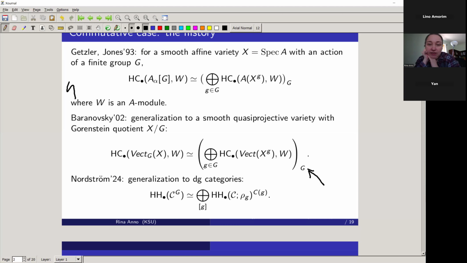Because Hochschild homology is functorial, my question is whether there is a semi-orthogonal decomposition for the last line. No, this is a Hochschild homology thing. This is not a functorial thing. Hochschild homology is a functorial thing, so maybe... But this is not a decategorification of a functor.